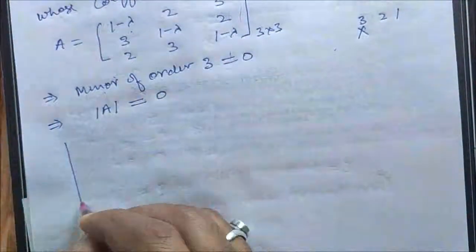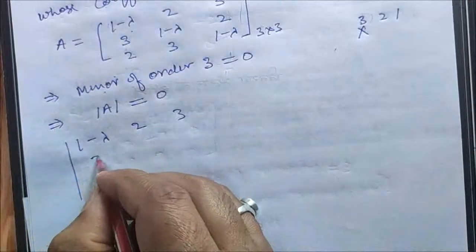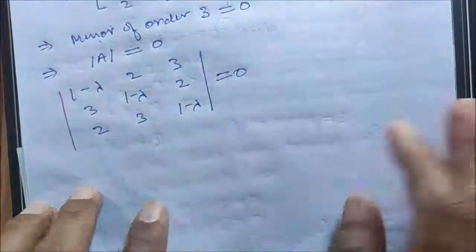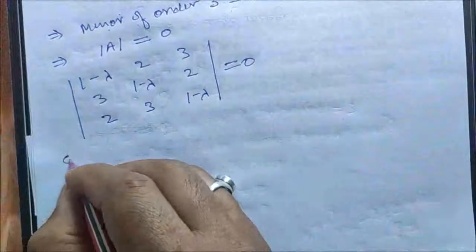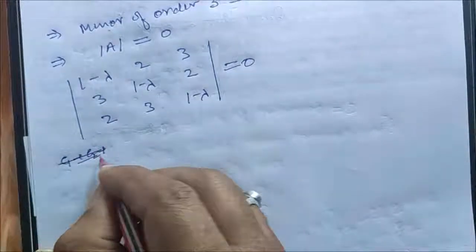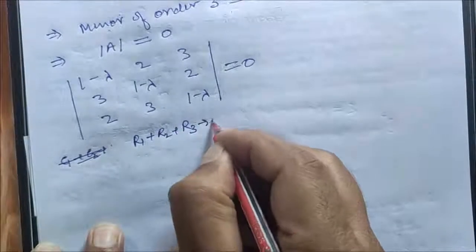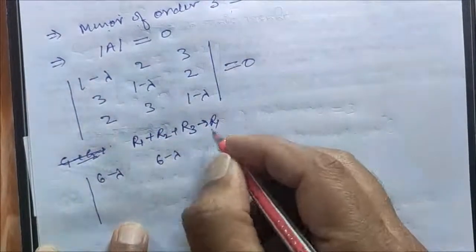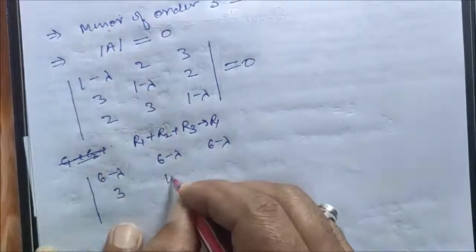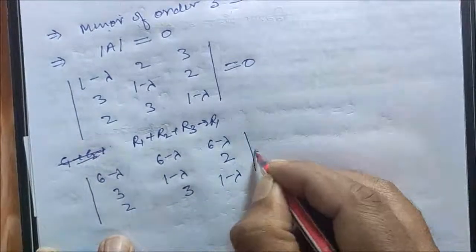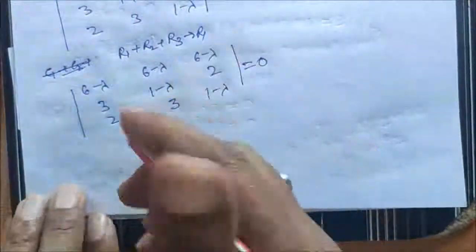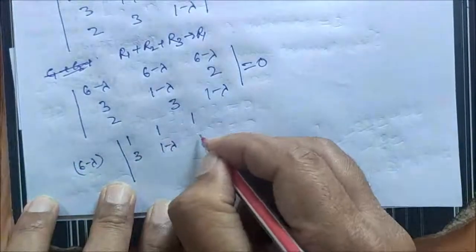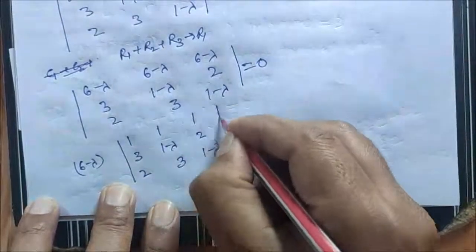Now determinant of A, that is 1 minus lambda, 2, 3; 3, 1 minus lambda, 2; 2, 3, 1 minus lambda, is equal to 0. Now we find the value of this determinant. Using R1 plus R2 plus R3 implies R1, we get 1 minus lambda plus 3 plus 2, that is 6 minus lambda, in each entry of the first row. Now take 6 minus lambda common from the first row, and you get 6 minus lambda times the determinant 1, 1, 1; 3, 1 minus lambda, 2; 2, 3, 1 minus lambda, equal to 0.